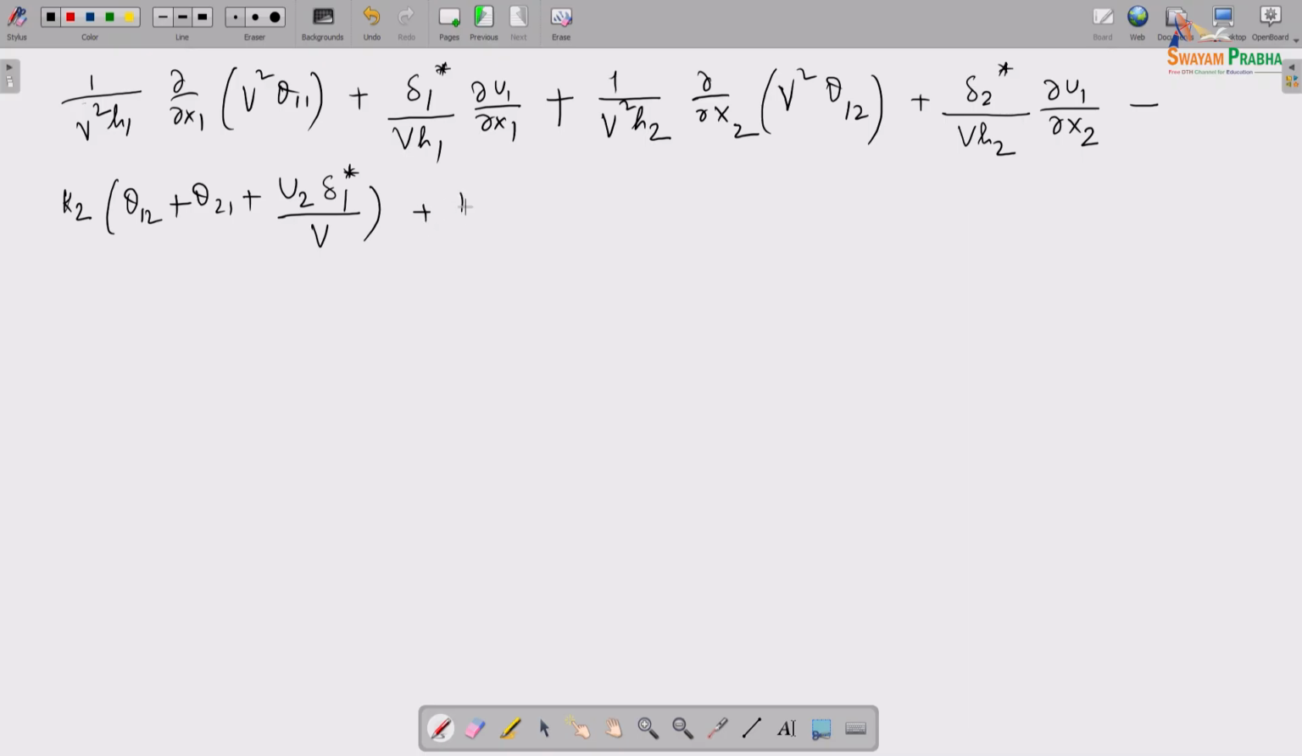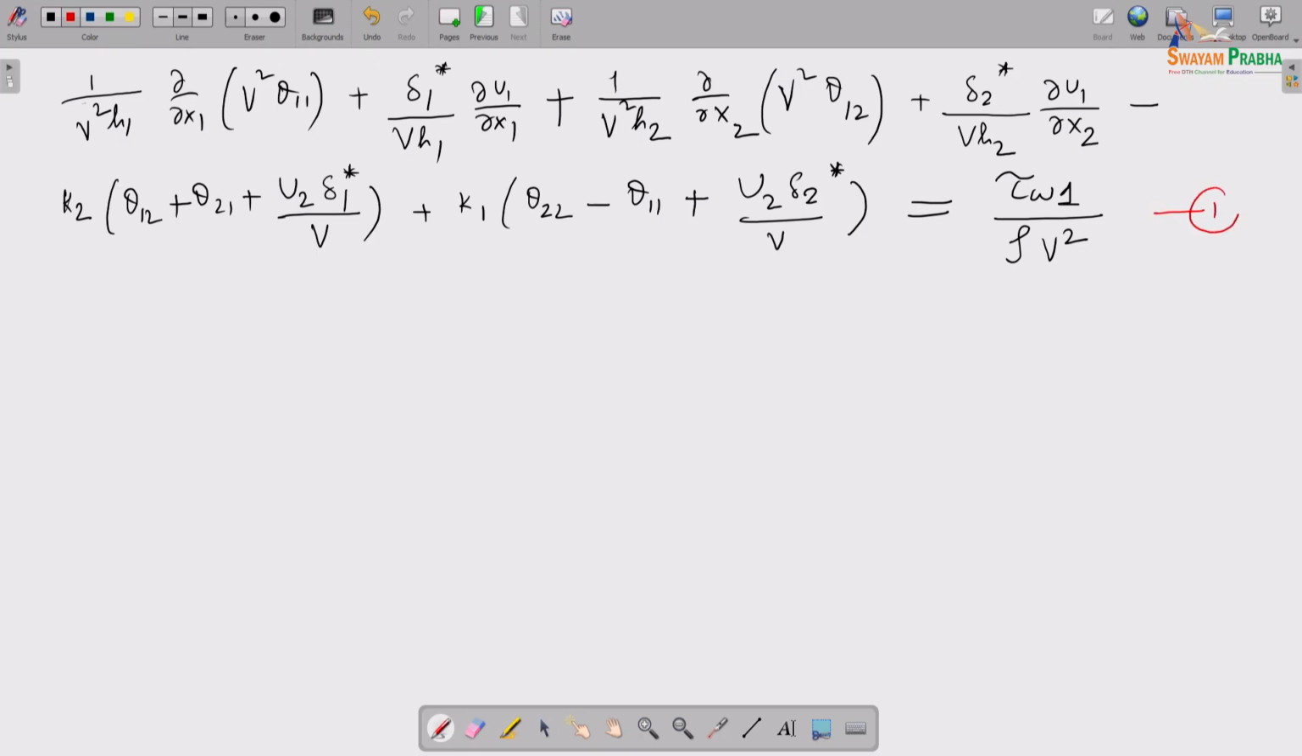This plus K1, U2. I will write out the definitions of this in a bit, so please bear with me, okay? Right, so that is the one equation.